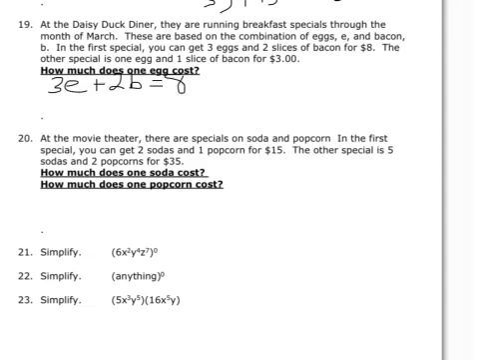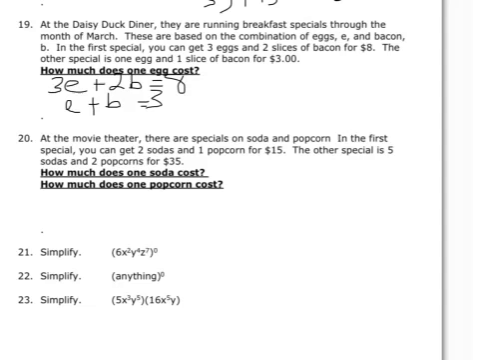Okay, in the other special, we're looking at 1 egg and 1 slice of bacon for $3. So 1E plus 1 piece of bacon would cost $3. Okay, and now we just need to solve to find out what 1 egg would cost. You could set this up as an elimination problem, or you can get one variable by itself and put it into y equals. So I'm looking for eggs, so I'm just going to make it e equals.